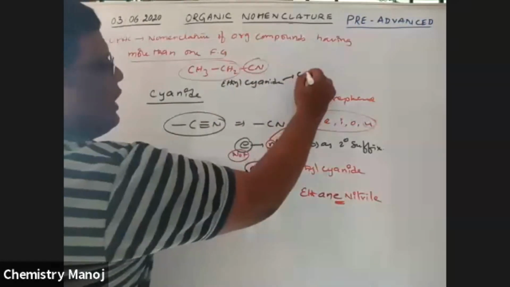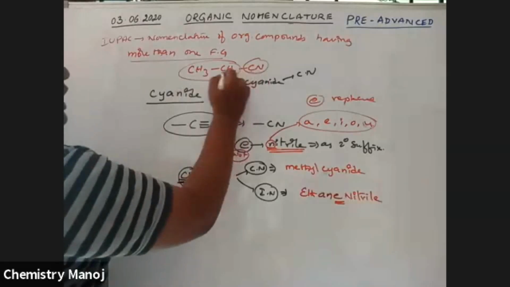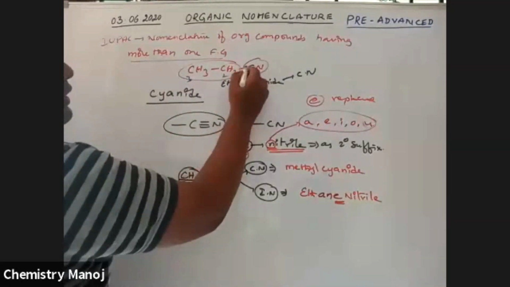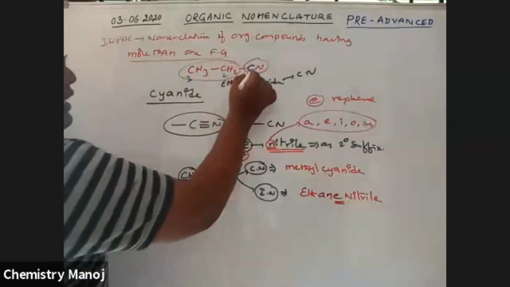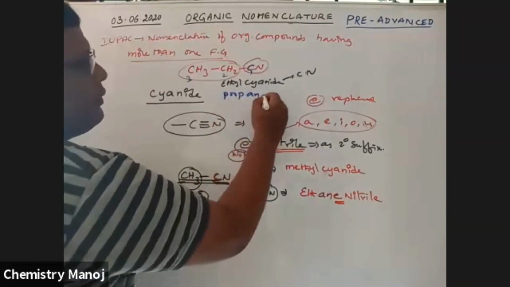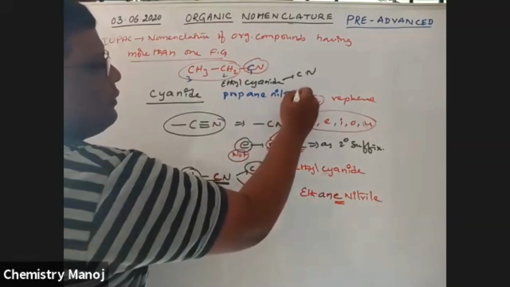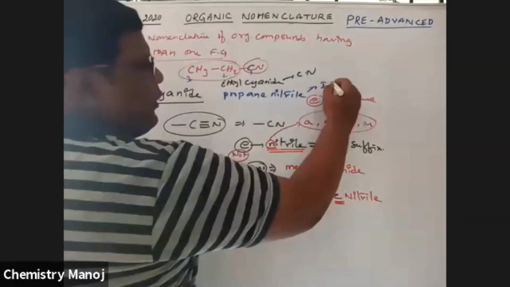Ethyl cyanide is the common name. Here it is first carbon, second carbon, third carbon. When a compound has a functional group containing carbon, that should be the first carbon. It is 1, 2, 3, so propane nitrile is the IUPAC name of this compound.